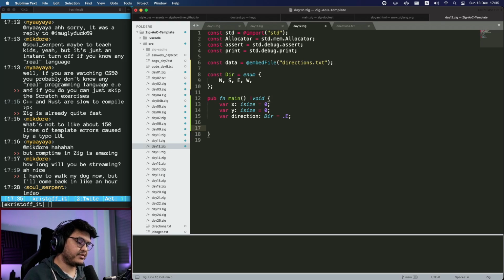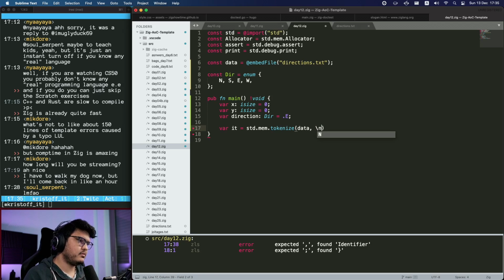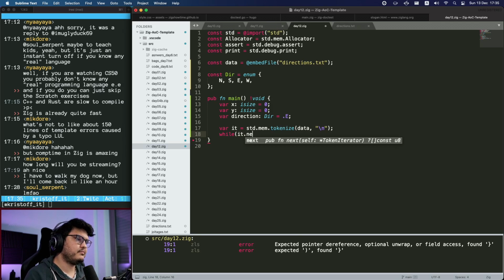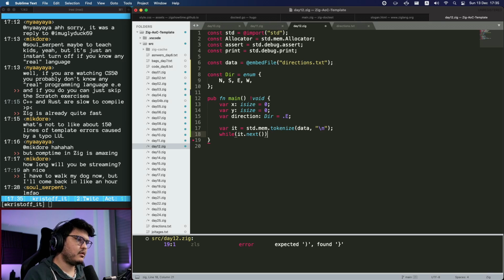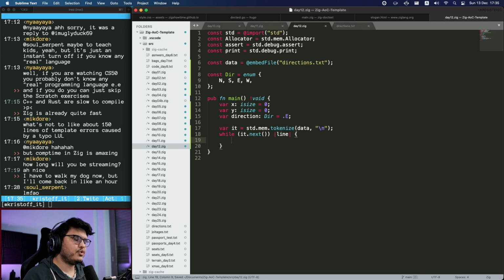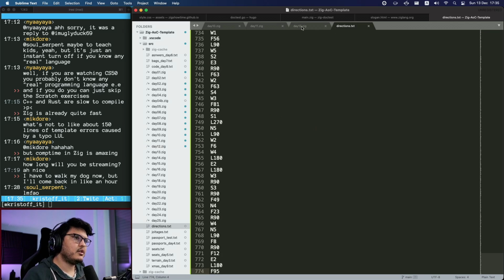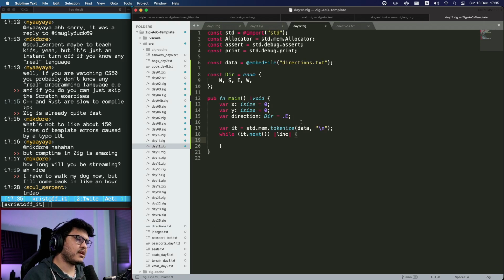Then we need to parse the file. So var it equal std mem tokenize data on the new line. So while it.next, while we have something else, we have a line. And what do we do with this line? Let's see how it looks like. So we grab the first character and then we parse a number.